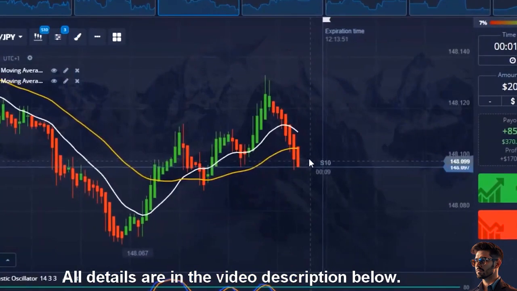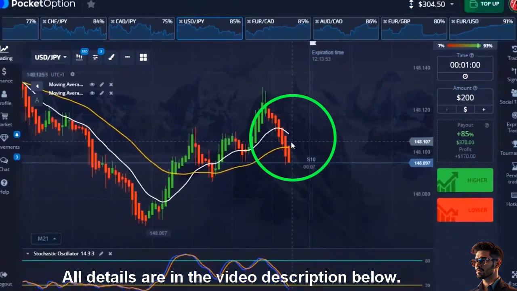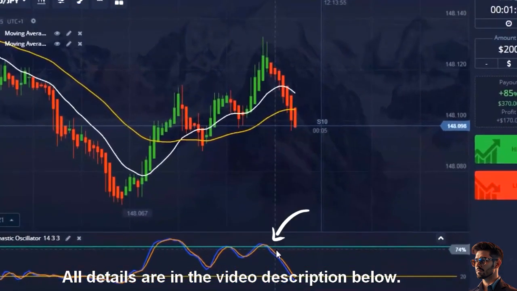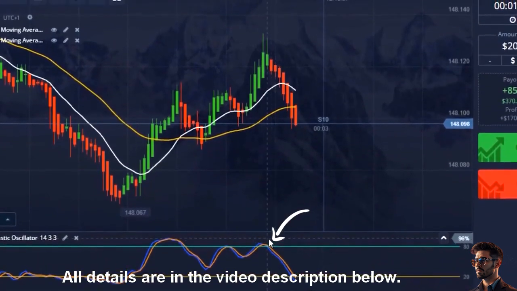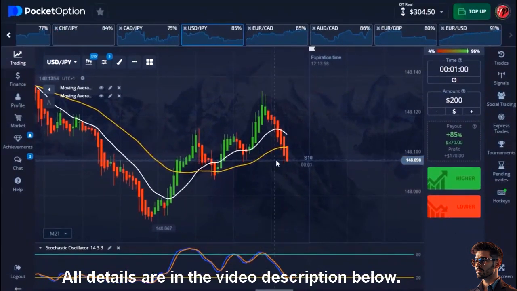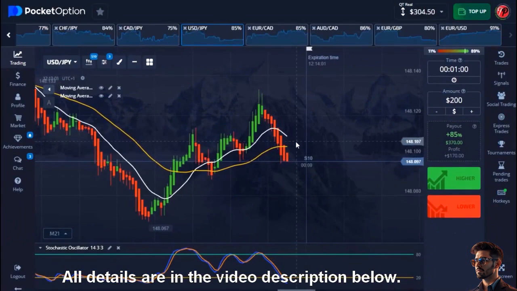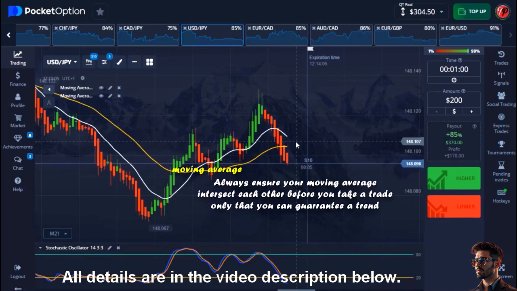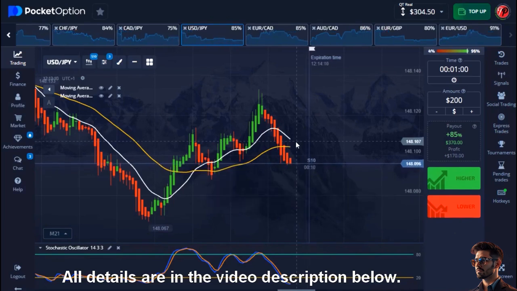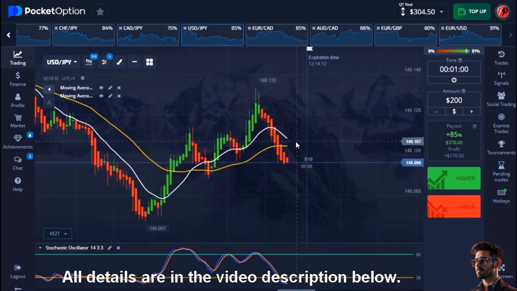Alright, over here we have a trend forming for a downtrend, but when you check, you see that our moving average has not confirmed the trend yet. We only have the confirmation with our stochastic oscillator, but like I just said, always make sure that you're getting the same confirmation with the moving average before you enter a trade. Always make sure that your moving averages intersect each other, so that is only when you can be sure about the trend. Well, if it hasn't happened, do not enter a trade.